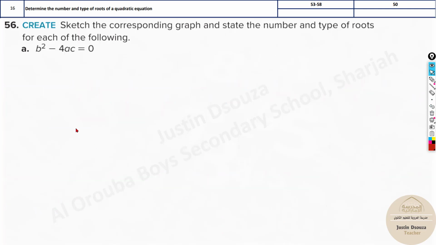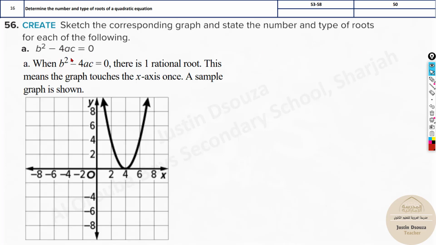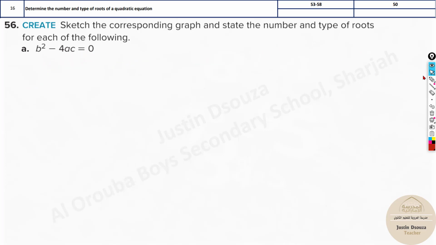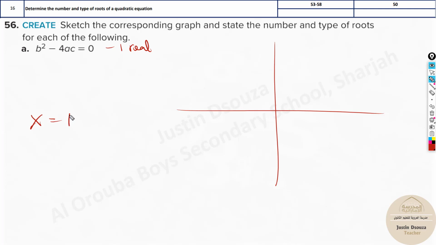That's the thing. And over here, sketch the corresponding graph and state the number and type of roots for each of the following. Now over here, look at this, they have given the discriminant is equal to 0. Now let me just draw it. Whenever the discriminant is 0, there is only one real root. This is a rule in discriminants. So if it's one real root, when you solve the quadratic equation, you can check that it will be only x equal to like 1 or 2, only one answer. That means it will be x minus 1 the whole squared. Such problems. Here what happens is the graph will only touch the axis at one point, one solution, and then goes on.